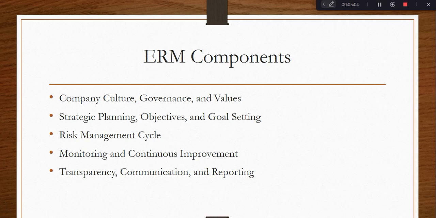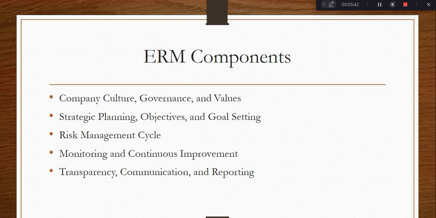The next is strategic planning. This is basically done from a strategic point of view. It is a top-down approach. It comes from the higher management, then flows down to the middle management and to the lower management. This is where goal setting happens, the objectives of the company, what they are going to do this year. Then we have the risk management cycle. Once senior management has set the goals, this cycle begins where identification of the risk is done, assessment is done, and response starts.